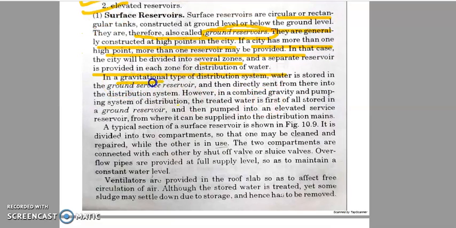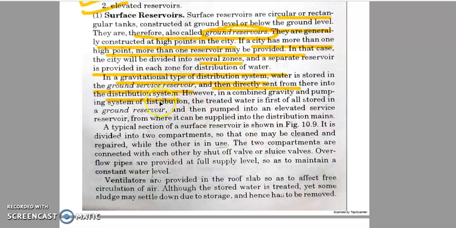Now in case of a gravitational type of distribution system, so in the last class you have seen the gravity system, pumping system and combined gravity and pumping system. In the gravity system, the water is stored in the ground service reservoir, and from there it is directly sent into the distribution system by the action of gravity.